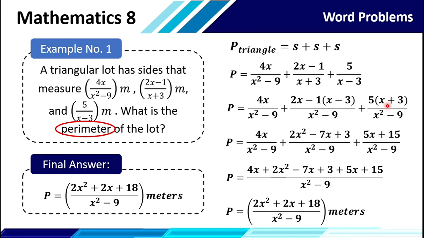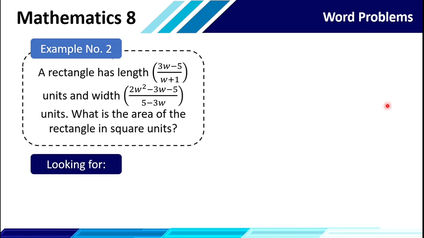Therefore, the perimeter of this triangular lot is 2x squared plus 2x plus 18 all over x squared minus 9 meters. Let's have the second problem.